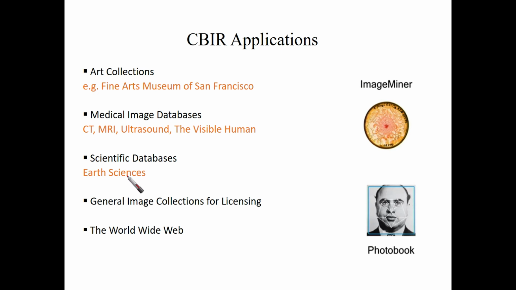For example, in earth sciences, people work with lots of geological images, geospatial images, and earth images, and we can use those in various ways, for example in environmental study and various other things. Also, we can use content-based image retrieval for general licensing purposes. For example, we can relate these things to, let's say, car licensing, the car plate.